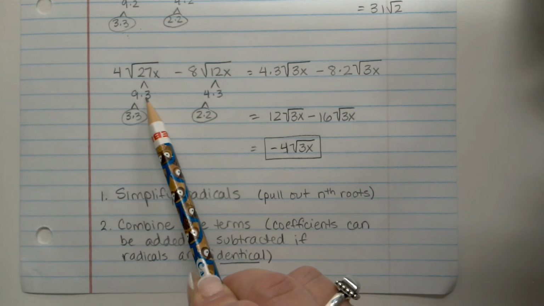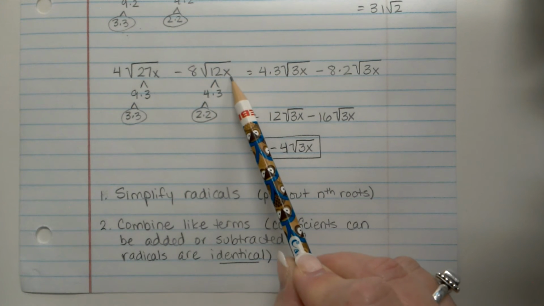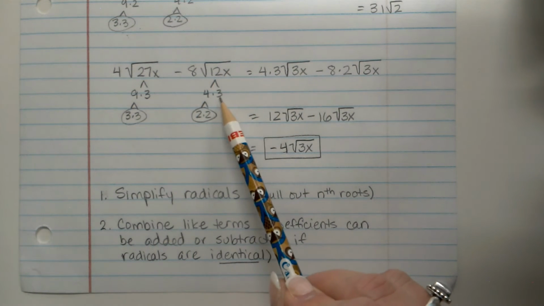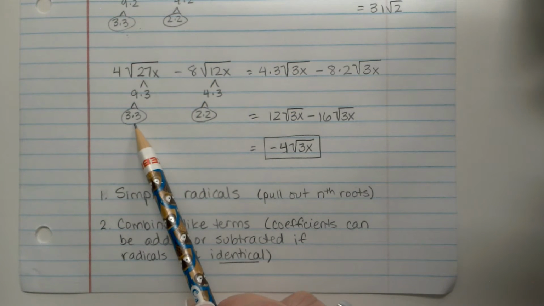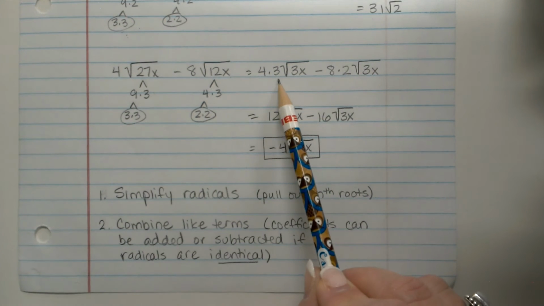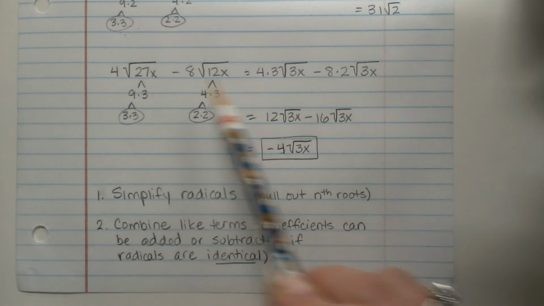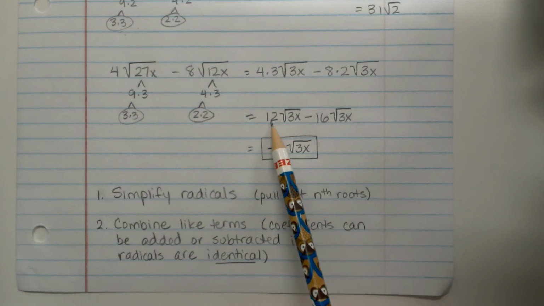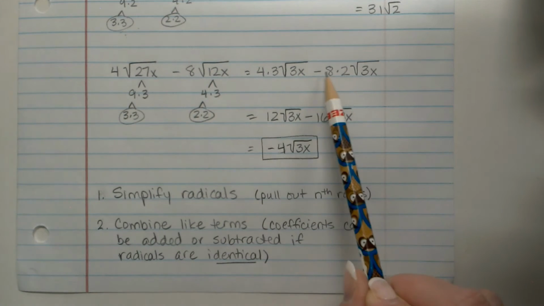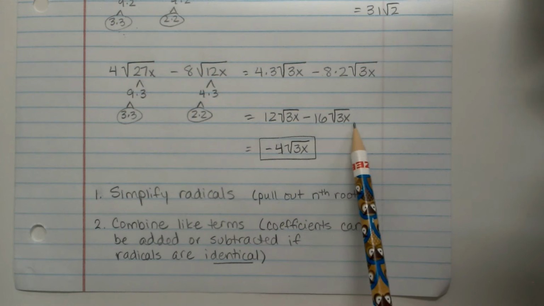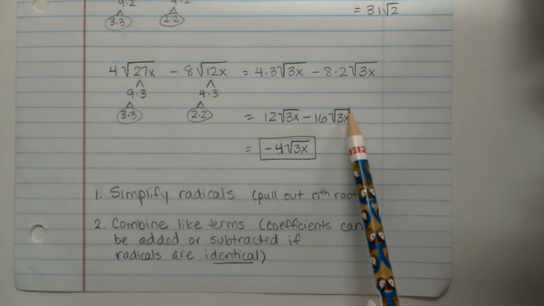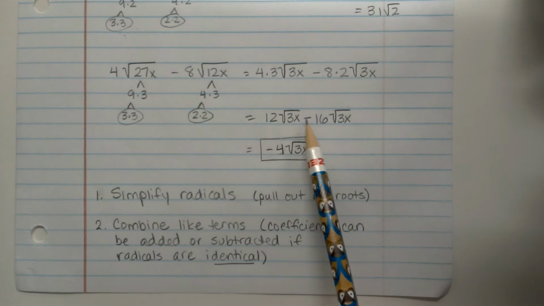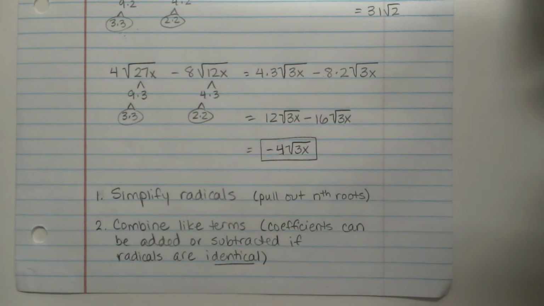So is this 3. The x can't be simplified. It's going to stay underneath. So is this 3. But I got to pull out a 3 here to multiply by the 4. And I pulled out a 2 to multiply by the negative 8. So this becomes 12 square root of 3x, negative 16 square root of 3x. These match. So 12 minus 16 is negative 4. All right, let's try a few.